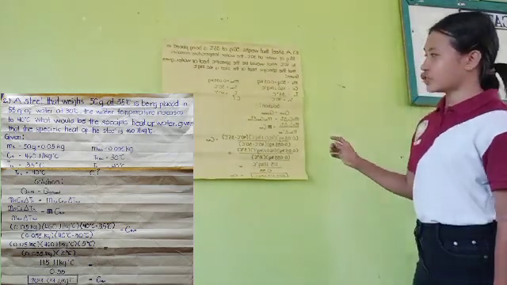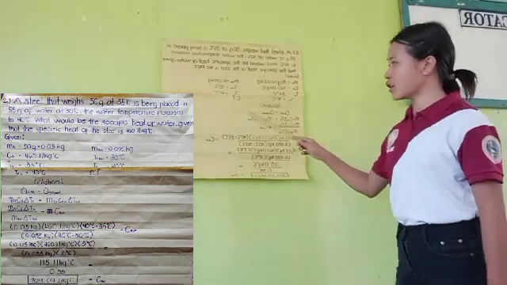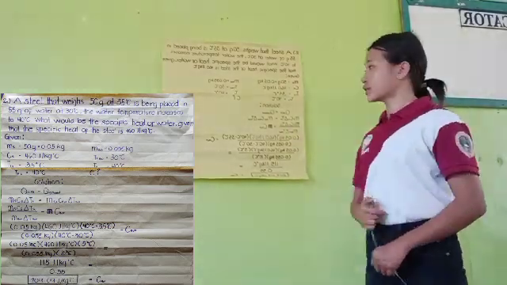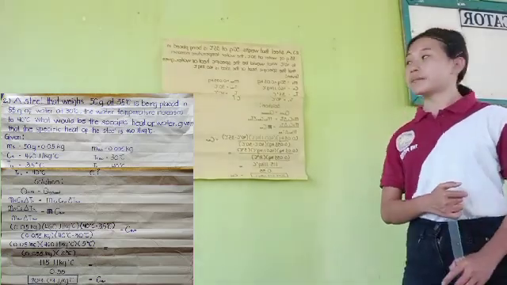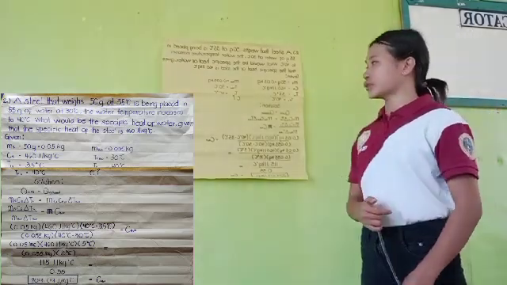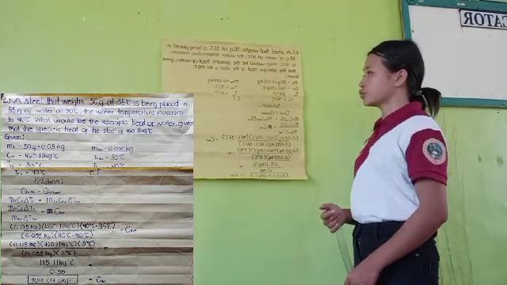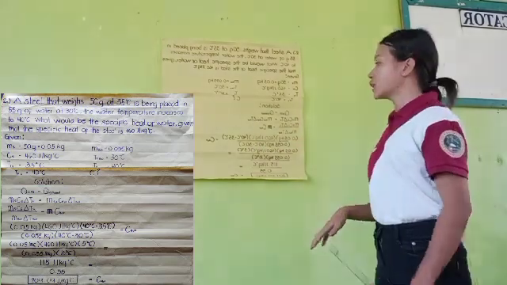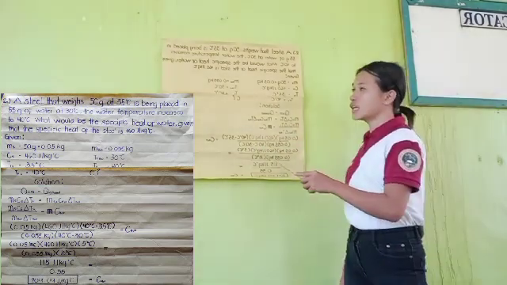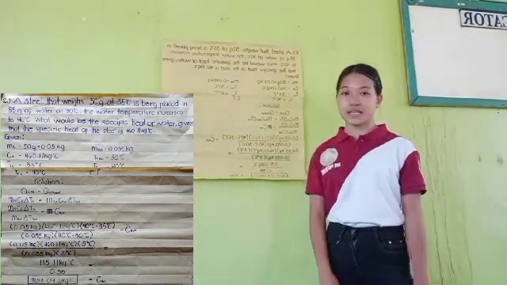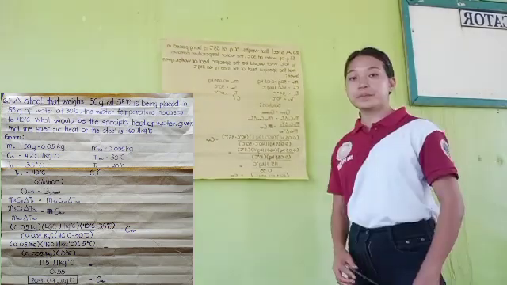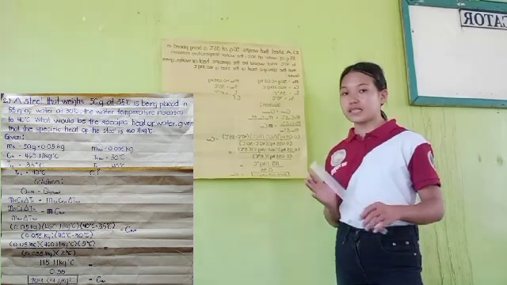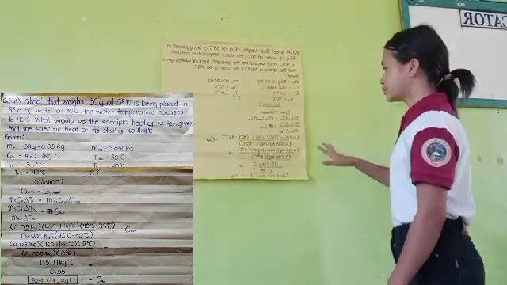To the other side, the mass of the water is equal to 0.055 kilograms. Initial temperature of the water is 30 degrees Celsius. The final temperature of the water is 40 degrees Celsius, and the missing one is the specific heat of the water. So, to answer for that, let us use the formula.